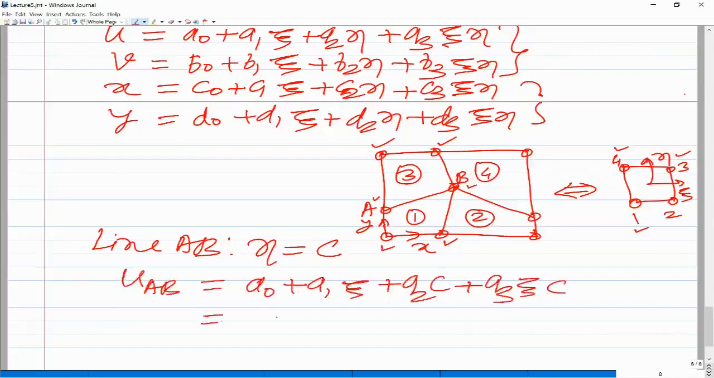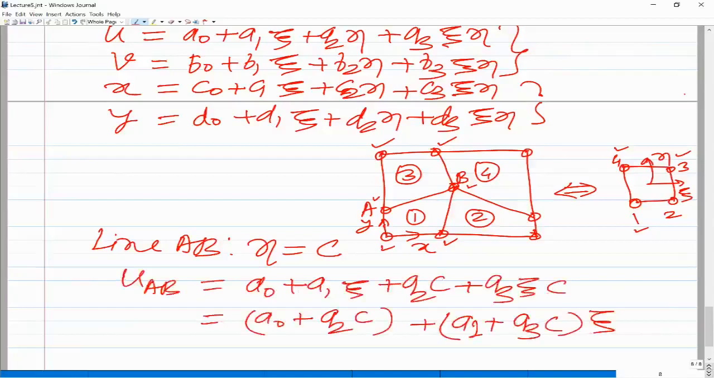So you can see that this is a0 plus a2 into c, and then we'll have a1 plus a3 into c into xi. So you can see that the variation of u along line AB, whether we are going from element 1 or element 3, is linear in xi. And at A and B, because the degrees of freedom are common between element 1 and 3, in between the variation is linear, so it would be unique.